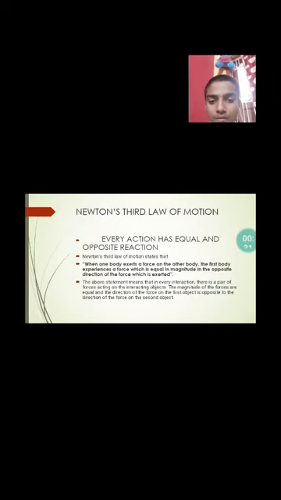The above statement means that in every interaction there is a pair of forces acting on the interacting objects. The magnitudes of the forces are equal, and the direction of the force on the first object is opposite to the direction of the force on the second object.